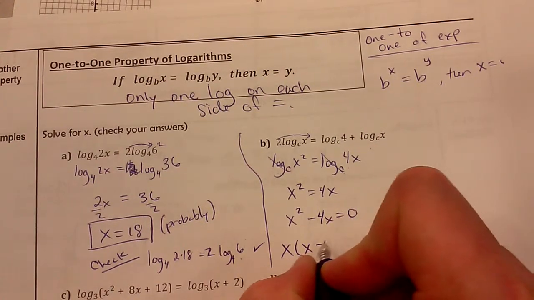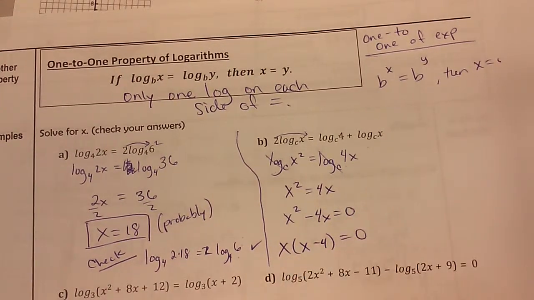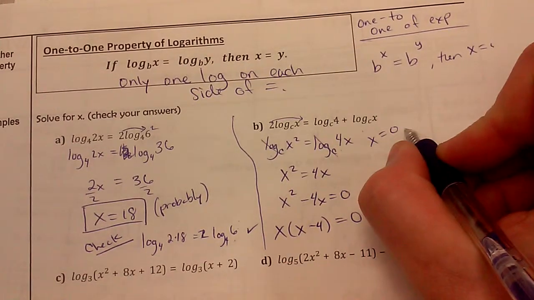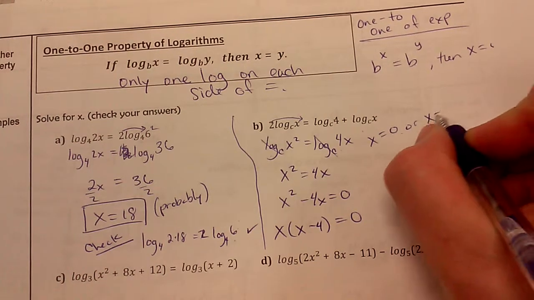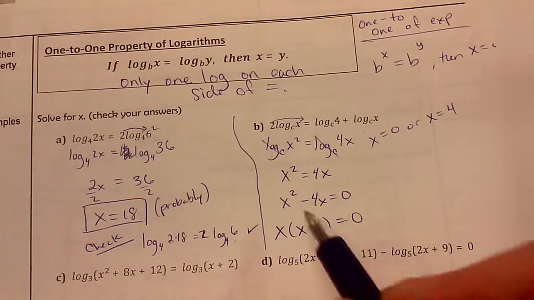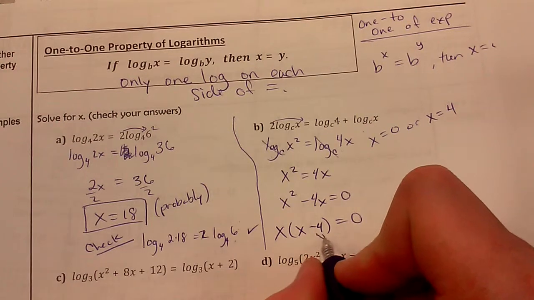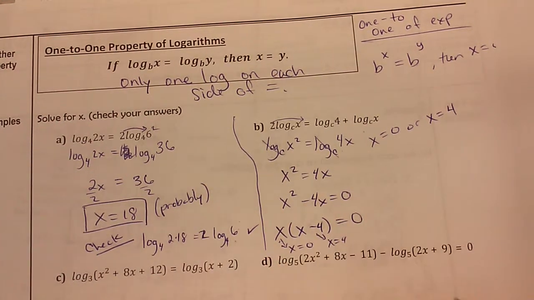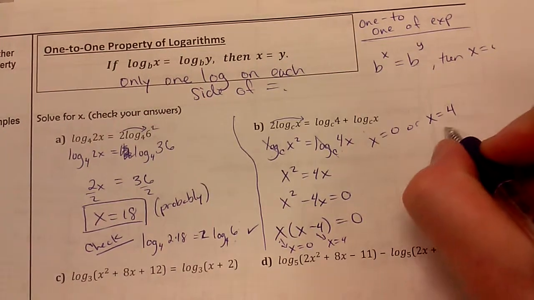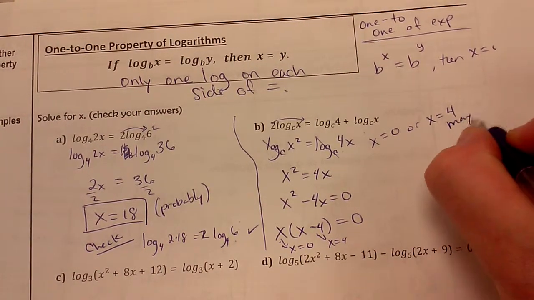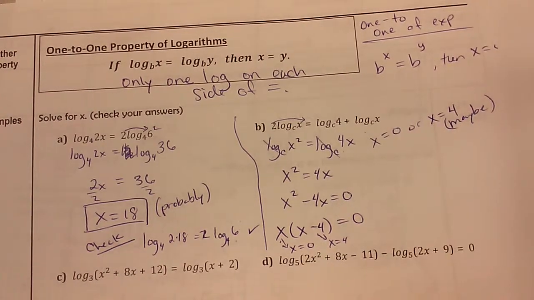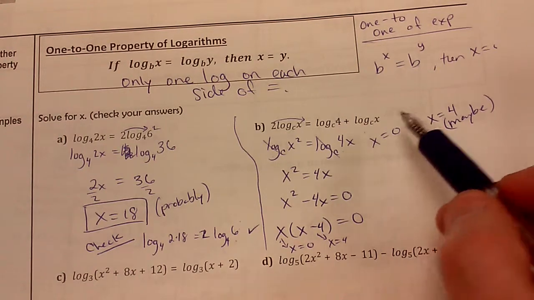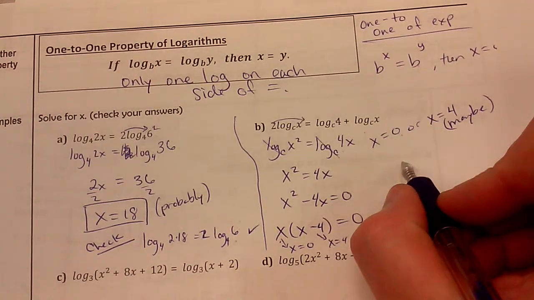Factor by stealing. And so then x equals 0 or x equals 4. Each of these factors gives me one of my possible answers. So now I've got my 2 possible answers. Maybe. So let's see what happens when I plug these back in.